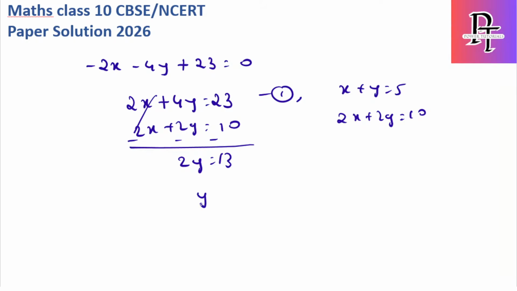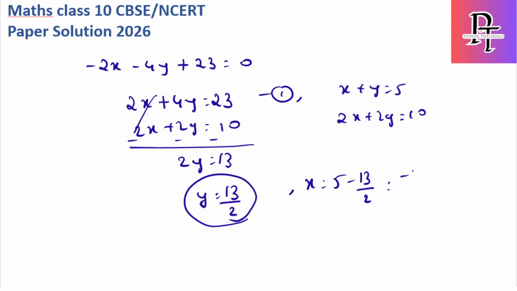So I got the y value as 13 by 2. Substitute the y value in this equation, you get the x value. So x value is 5 minus 13 by 2. So 10 minus 13 by 2, which is minus 3 by 2. So I got the point on the line, which is minus 3 by 2 comma 13 by 2.